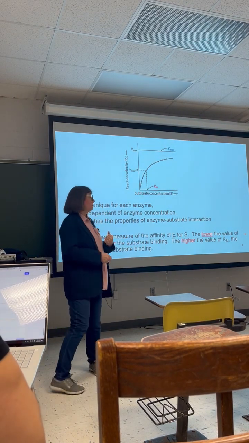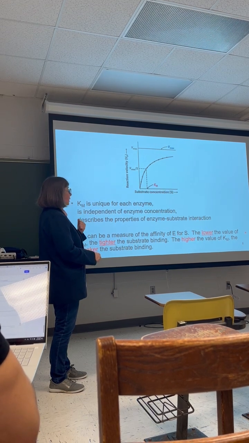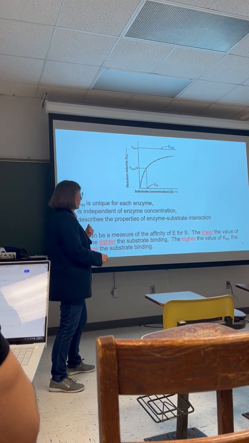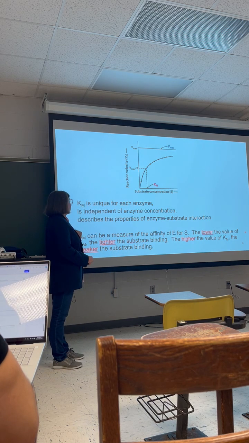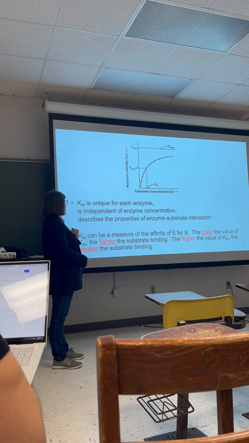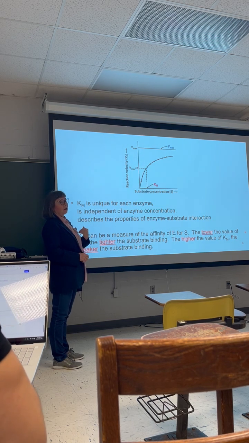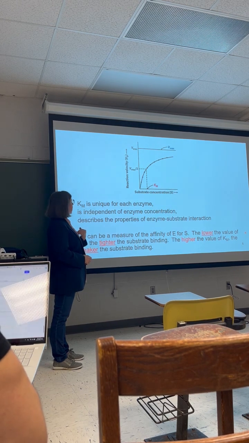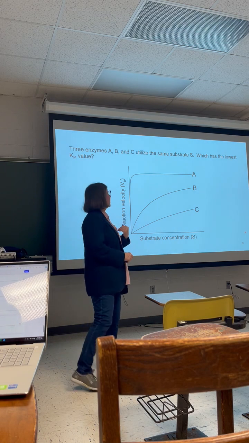Now guys, very important. Km is a measure of affinity of enzyme for substrate. The lower the value of Km, the tighter the substrate binds. The higher the value of Km, the weaker the substrate binding is. And this may look to you like, what? Okay, so let's look at an example.